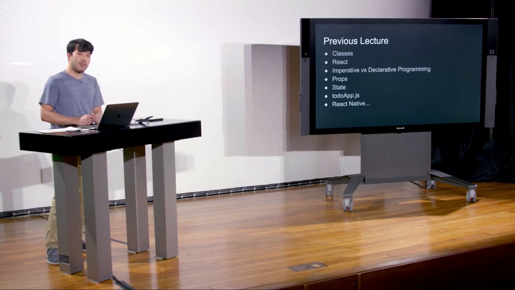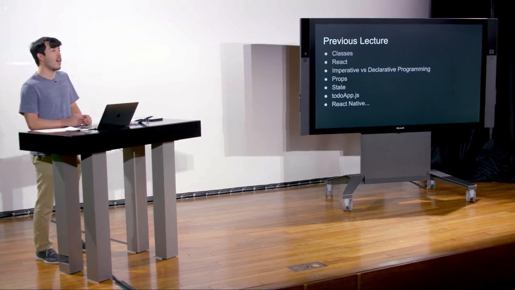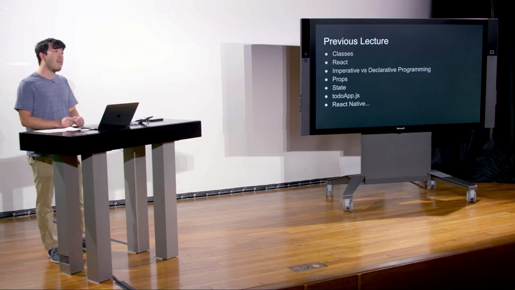So previous lecture we talked about a bunch of different topics, one being classes and how ES6 allows you to write classes. React, we talked about the library by Facebook that allows you to write declarative programming. We talked about what imperative and declarative programming were and how React allows you to write declaratively. We talked about props, which are basically an object that are passed down to elements. We talked about state, which is a management system for allowing you to track state in a class component. We implemented the to-do app in React, and then we teased at something called React Native.